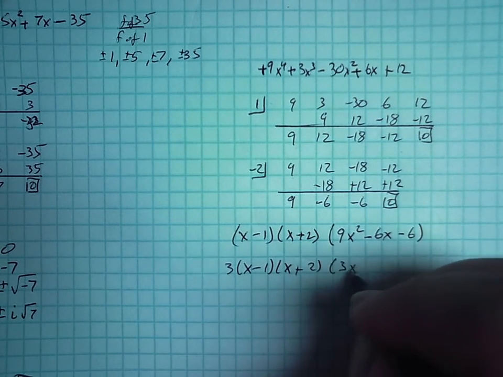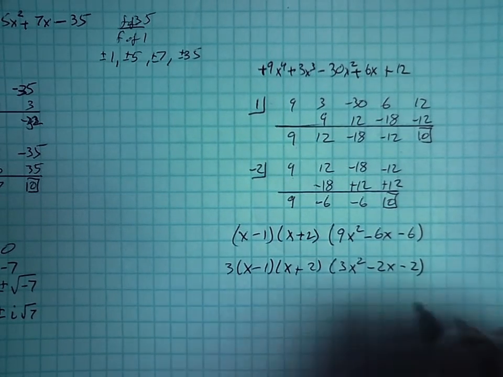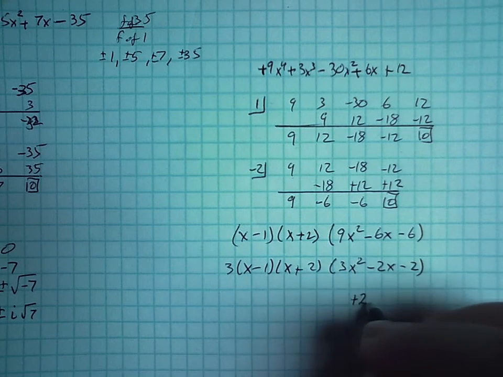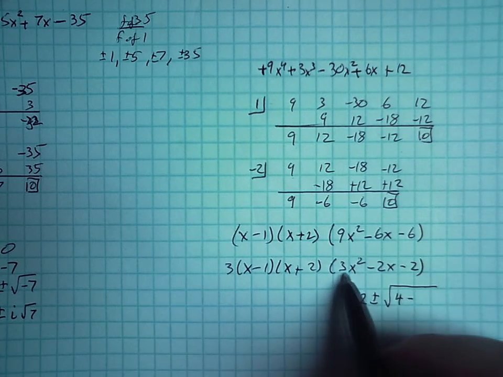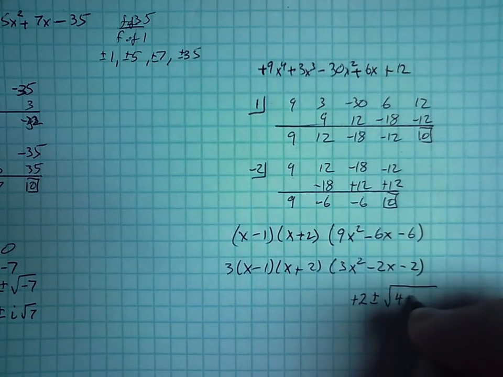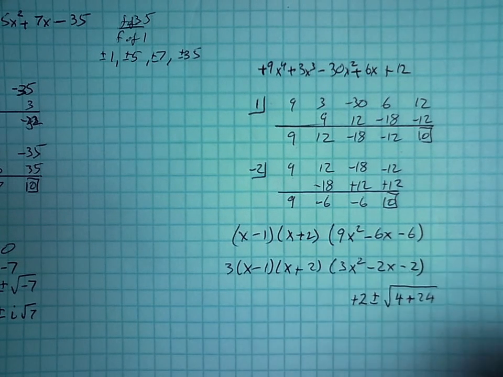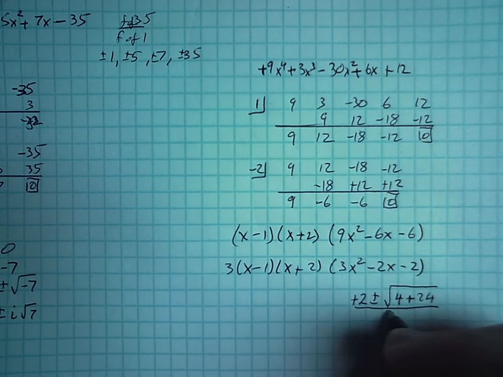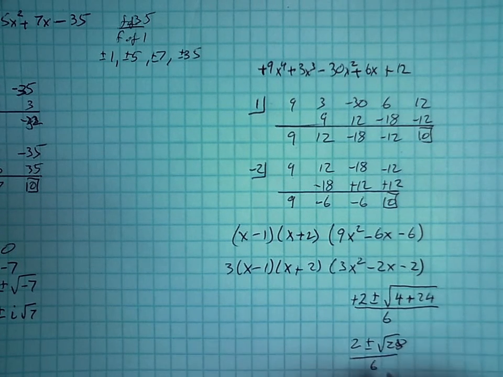So this is 3x squared minus 2x minus 2, which is going to be a whole lot easier in the quadratic formula. Opposite of b plus or minus the square root of b squared minus 4 times 3 is 12 times negative 2. It's going to be positive. 12 times 2 is 24. All over 2 times 3 is 6. So this is 2 plus or minus the square root of 28 over 6. 28 is 7 times 4. Square root of 4 is 2. So that's 2 square roots of 7.